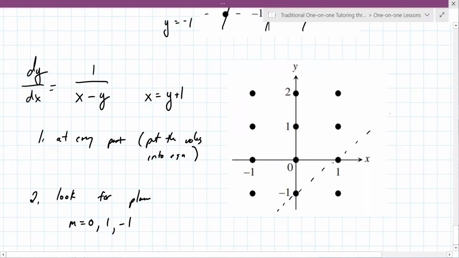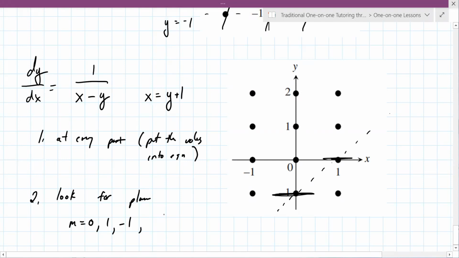And we can test these points. Like, is that 1, 0? Does 1, 0 make this 1? Yes. When x is 1 and y is 0, it becomes 1 over 1 minus 0. How about down here at 0, -1? Same thing. It works out to be 1.